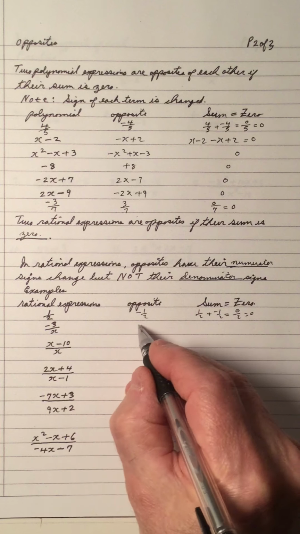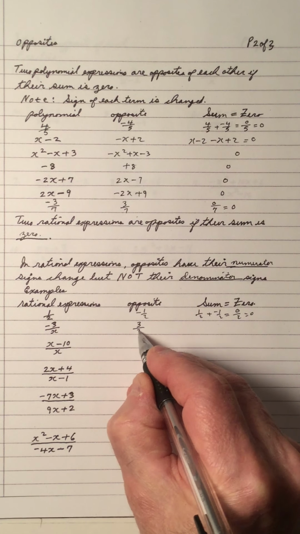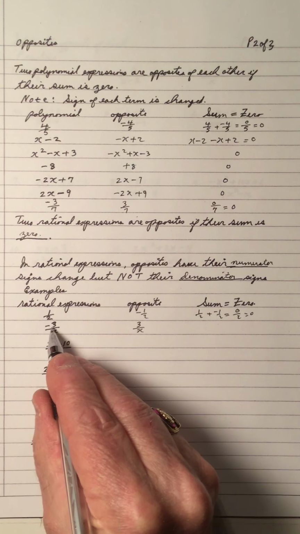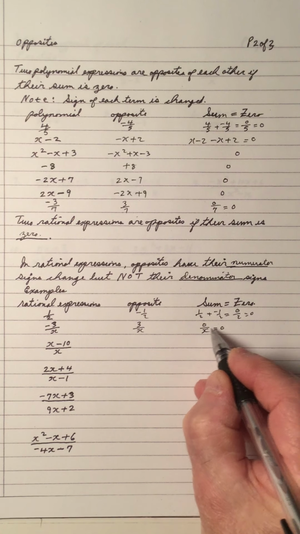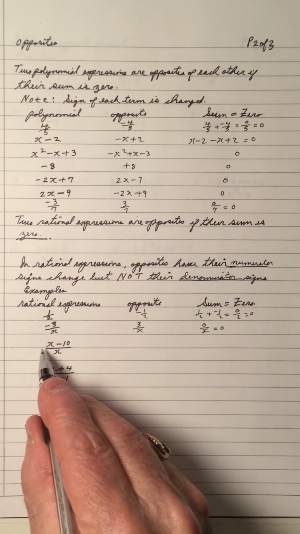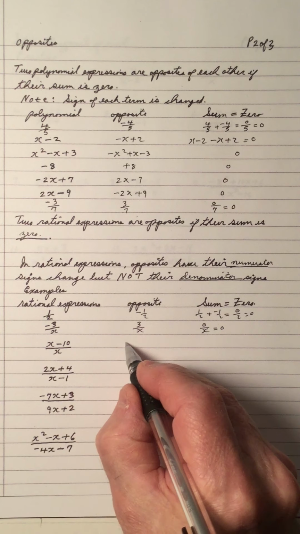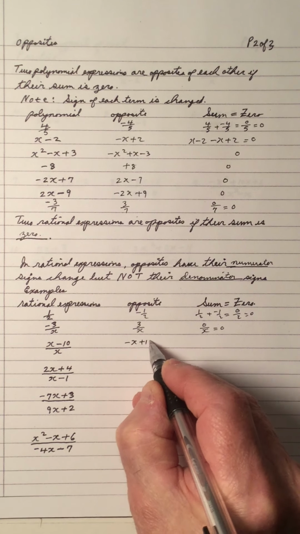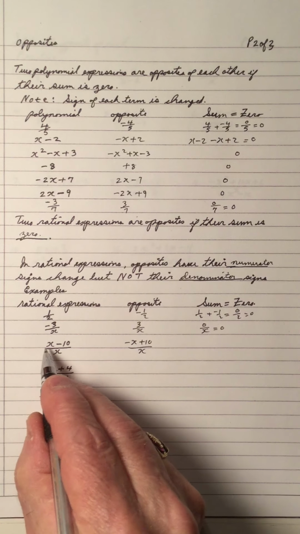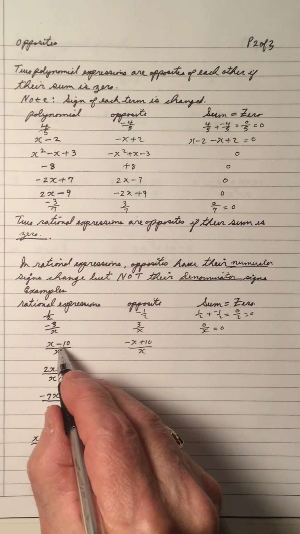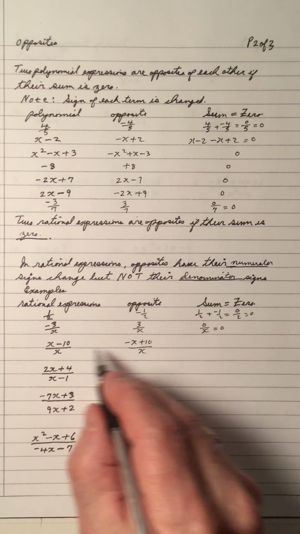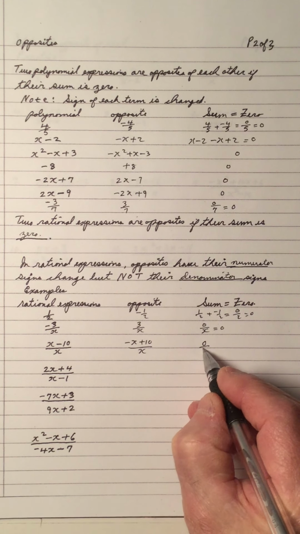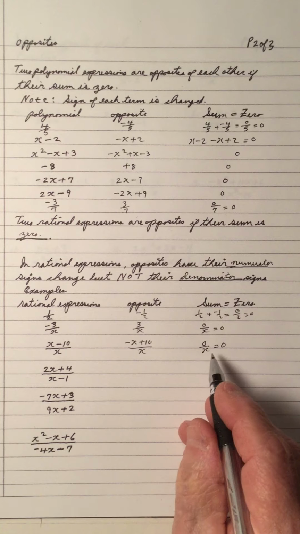Opposite of a negative 3 over x is a positive 3 over x. Again, add negative 3 and 3 is 0 over x, which is 0. The opposite of x minus 10 over x is a negative x plus 10 over x. Positive becomes a negative, negative becomes a positive. Again, when you add x and negative x, negative 10 and 10, you get 0 over x, which is 0.